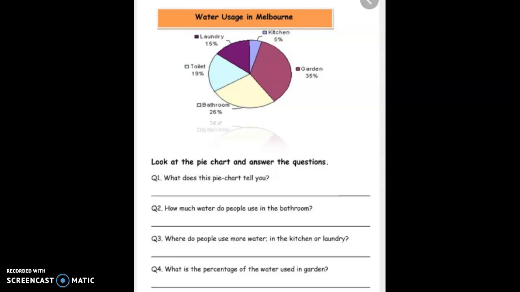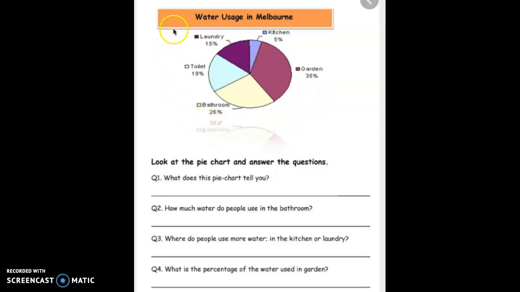Hello boys and girls. Today we're going to be learning how to read and interpret pie charts. A pie chart is a circular chart shaped like a pie that's divided into different size sections. The size of these sections are based on the amount of people or the amount of data gathered for whatever the pie chart is looking at.